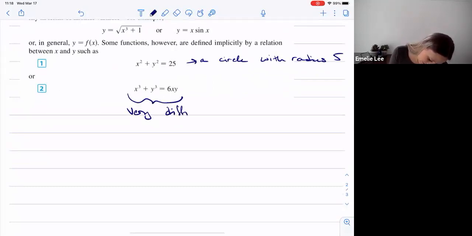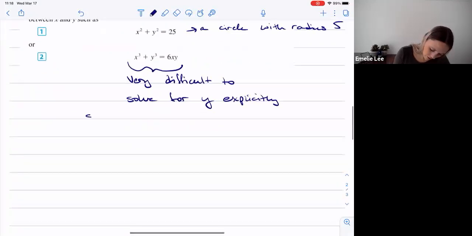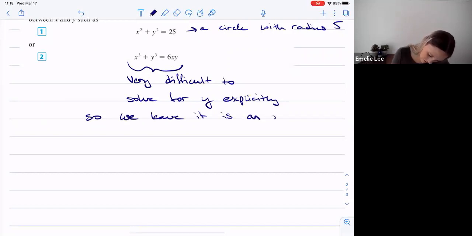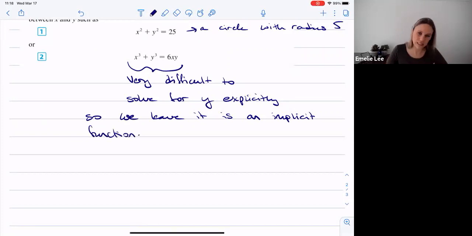So very difficult to solve for y explicitly. So we leave it as an implicit function. And that's fine. That's why we need implicit differentiation.